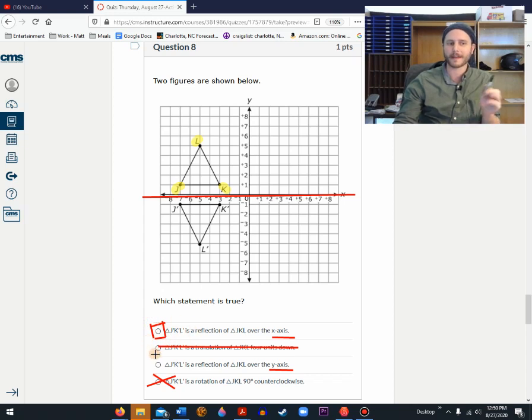It is a reflection over the x-axis, not the y. Do pay attention to that, because I believe I put a question just like this on the test.